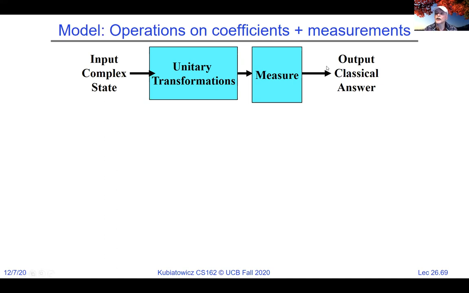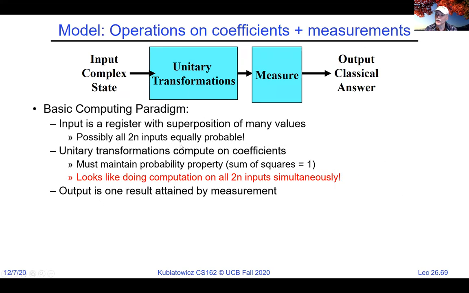The way we build a computer is we take a complex state, like I just showed you, and then we put it through a bunch of adders, whatever you want to call it, which are really all unitary transformations. They're things that make sure that the probability always adds up to one. And then we measure a result, and the output is our answer. So that's the basic computing paradigm: you input a register with superposed values, you do a bunch of computing on it such that the probabilities are kept, and you measure.